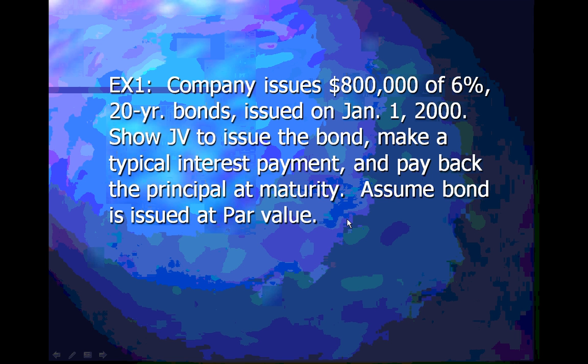Assume the bond is issued at par value. That just means no discount, no premium. Okay, in other words, market rates are 6%, just like the coupon rate, or the rate stated on the bond, is also 6%. Okay, that's what par value means.